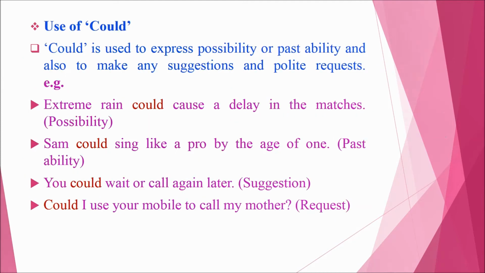Next, let's see about use of could. Could is used to express possibility or past ability, and also to make suggestions and polite requests. Now let's see some example sentences. Extreme rain could cause a delay in the matches. This sentence denotes possibility. The next example sentence is Sam could sing like a pro by the age of 1. This sentence indicates past ability.